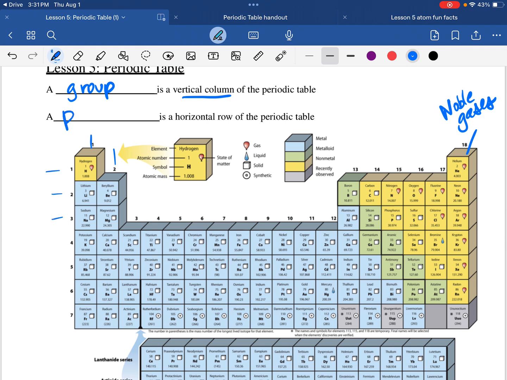When we talk about the row of the periodic table, we call that a period. And a period in math or in just language, it means something that repeats. And so we have some repeating qualities every period. And we'll learn more about that in future lessons as well.